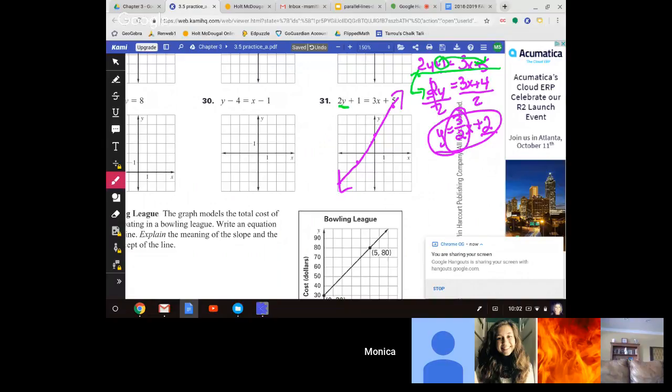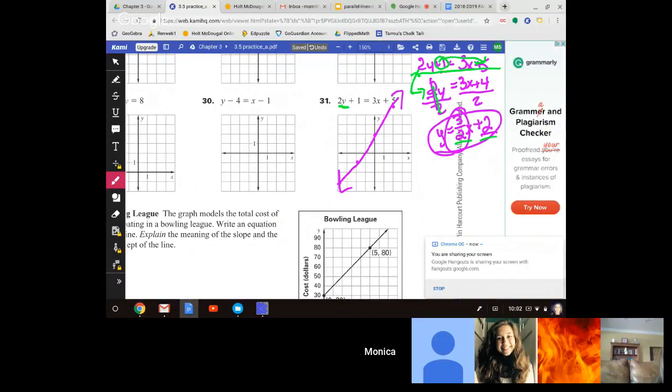So now we still need to get y by itself, so we're going to have to divide by 2. So divide this side by 2 and then divide this side by 2. Those 2's cancel, and you end up with 3x divided by 2, which is this term here, and then 4 divided by 2, which gives you the 2 here, okay? So your equation is y equals 3 halves x plus 2.